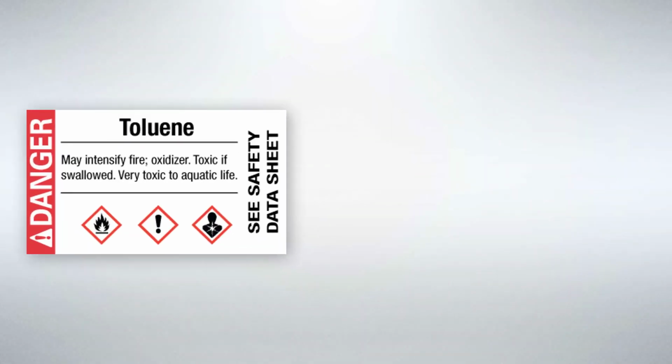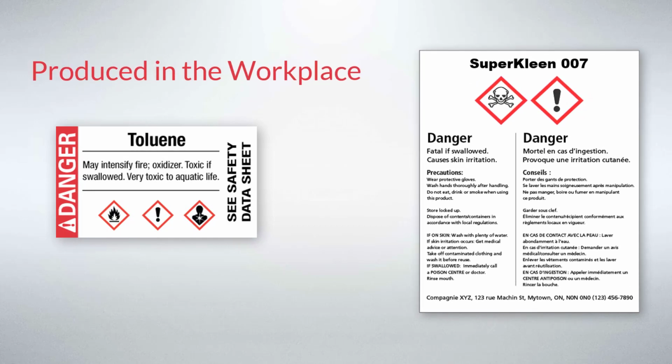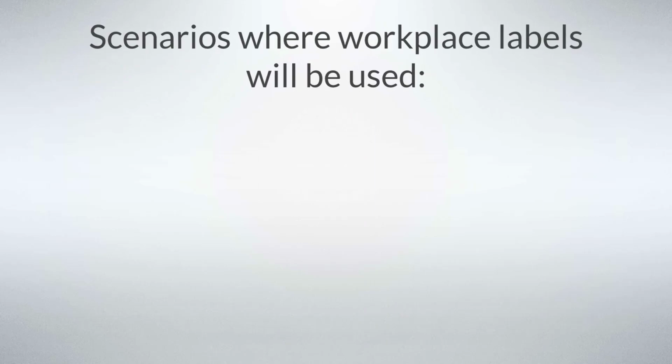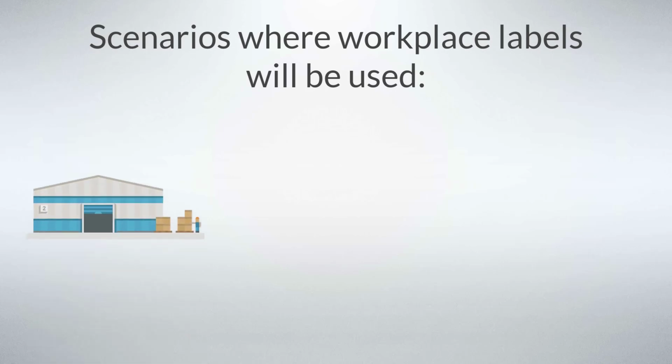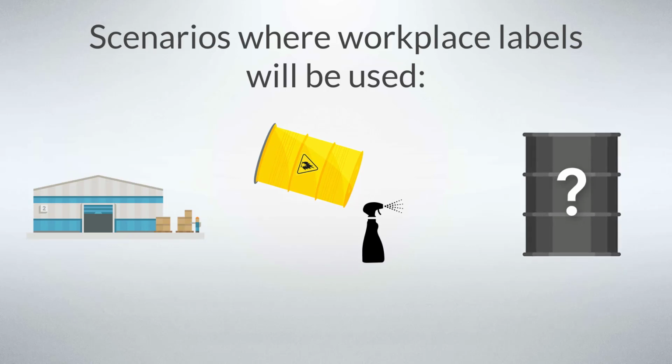Workplace labels are different than supplier labels. They are produced in the workplace and, in most cases, by workers. There are a few scenarios where workplace labels will be used. These include when the product is produced in a workplace and used in that workplace, when the contents of a container were transferred from the original container to another container, and when the supplier label is missing or illegible.